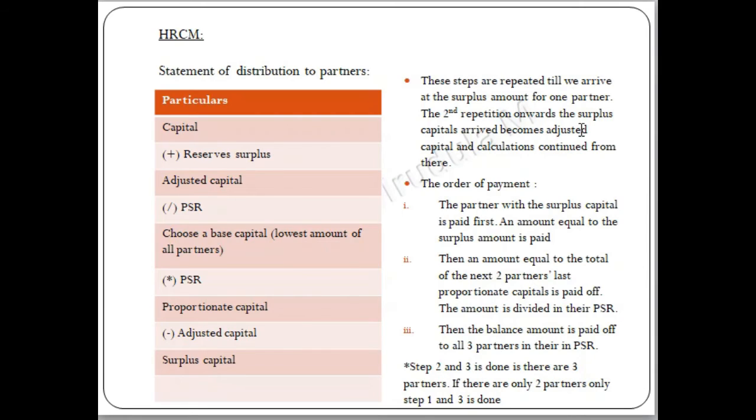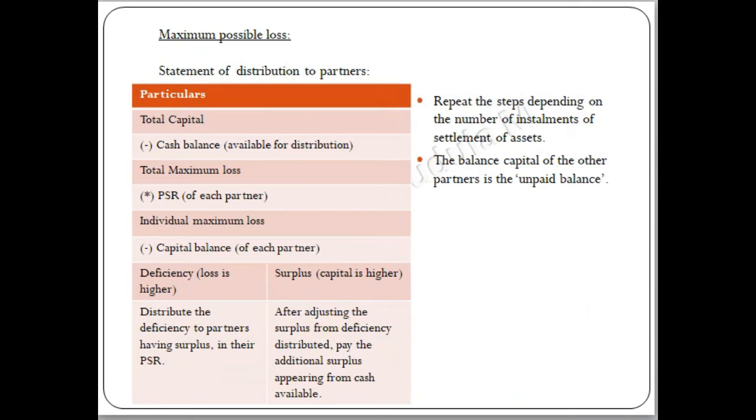The second repetition would arise generally when there are three partners. When there are only two partners, you would arrive at the surplus capital mostly within one series of steps itself. Let's move on to the next method, maximum possible loss method.